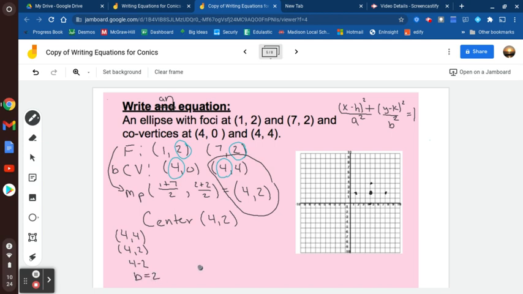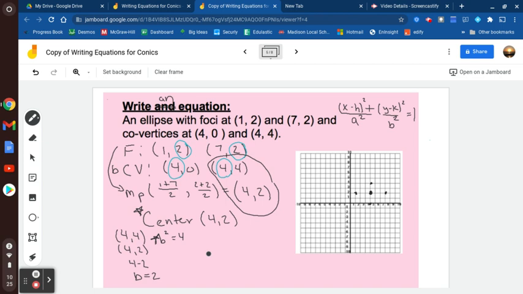I don't need to see that, but some of us, again, aren't so visual, so it helps to have that. I do need to see that your b squared, oh, it's going to take me a while to get used to this. Your b squared is equal to 4. So I'll need to see your center. I'll need to see your b squared. What else do I need?